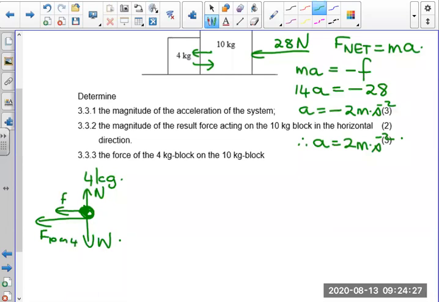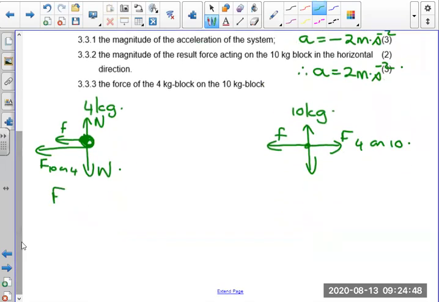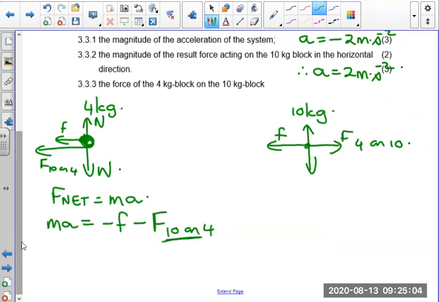When I look at the 10 kilogram block and draw a free body diagram for that one, then I have a friction force, but the force that the 4 kilogram block has on the 10 kilogram block, 4 on 10, is in the opposite direction. We know the friction force. They gave it, they said it's 28. So if I start with Newton's second law for this one, equals M times A. So I'm going to say M times A, there's no front force, there's only a friction force and a force that the 10 has on the 4. And this is the one that I want to work out.